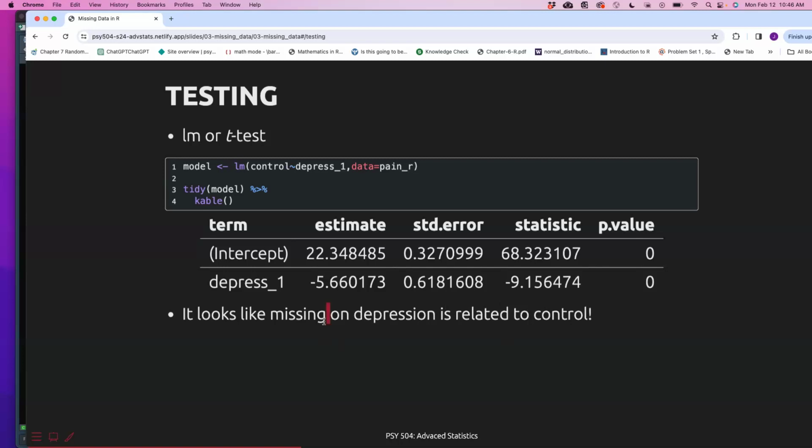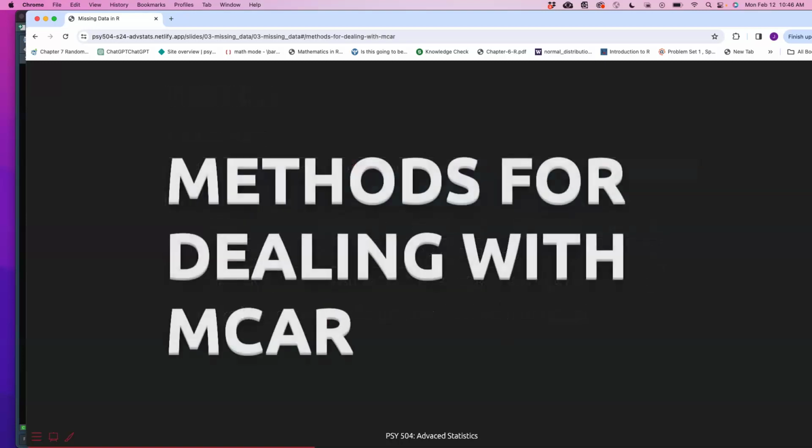So now that we've established a mechanism, what do we do? I want to first talk about how we deal with MCAR data, because that's the simplest. And then I want to switch focus and talk about MAR data.